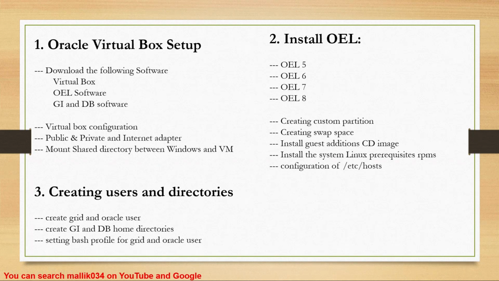In VirtualBox, you need to select a public IP, a private IP, and an internet adapter. Public IP is for connectivity, private IP is for internal node communication, and the internet adapter is for installing some RPMs and accessing the internet in your VMs. So everything I'm going to cover here. This is a very critical part, the configuration of your VirtualBox and selecting these adapters, and then mounting your shared directory between your laptop and the VM, so that you can copy files, folders and software between your laptop and the VM without using any external device. This is about the VirtualBox setup.